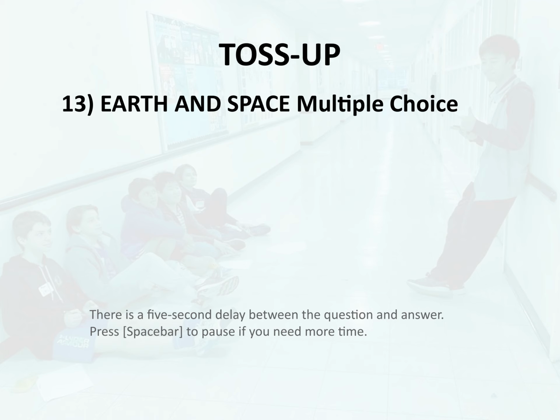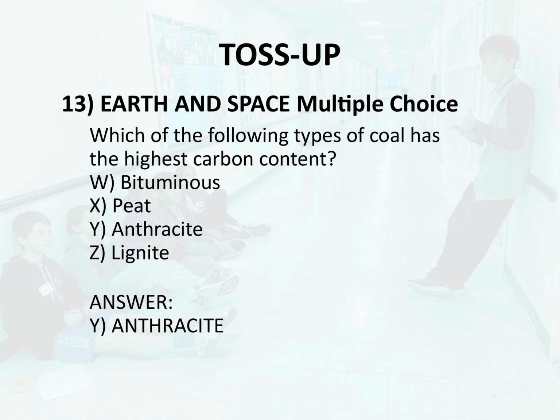Toss-up 13. Earth and space multiple choice. Which of the following types of coal has the highest carbon content? W. Bituminous, X. Peat, Y. Anthracite, Z. Lignite. Answer: Y. Anthracite.